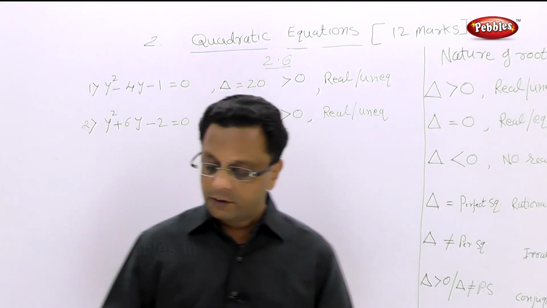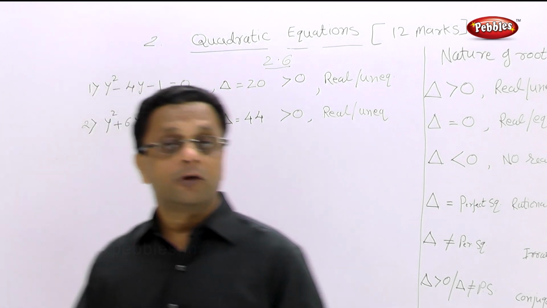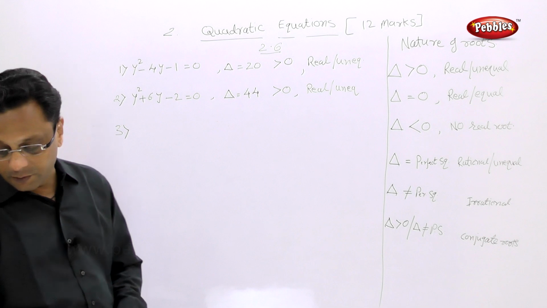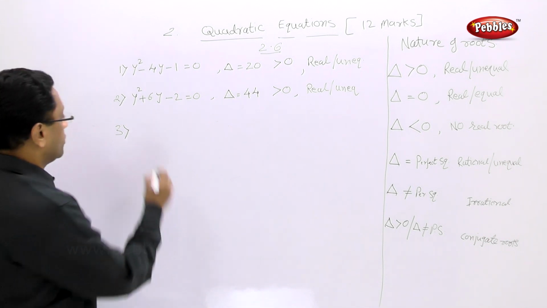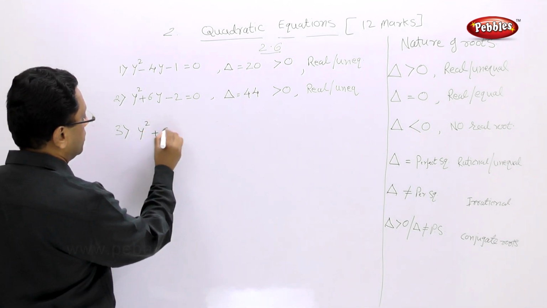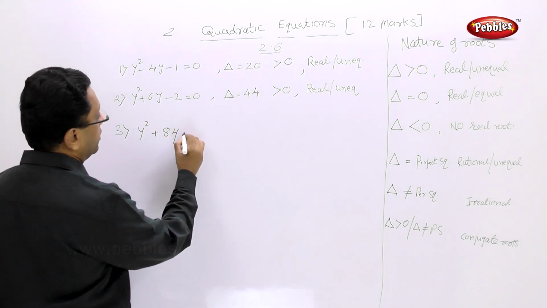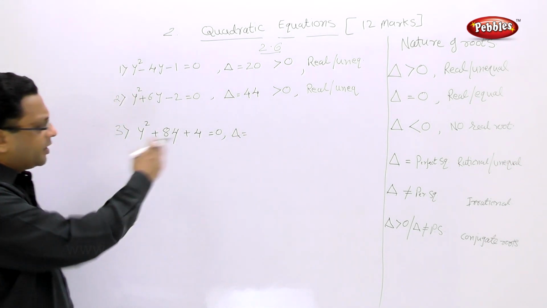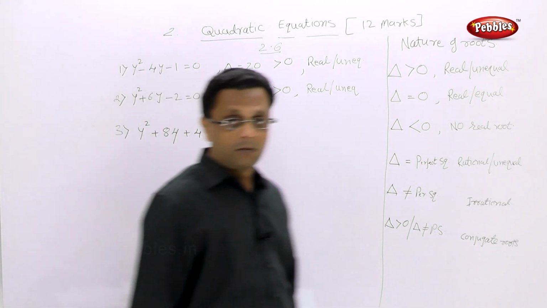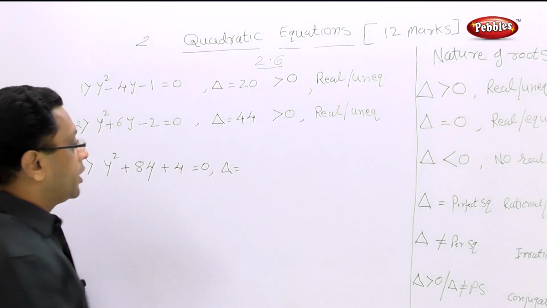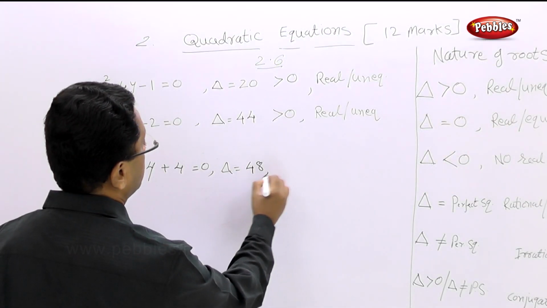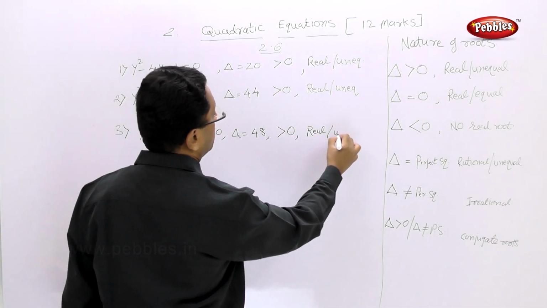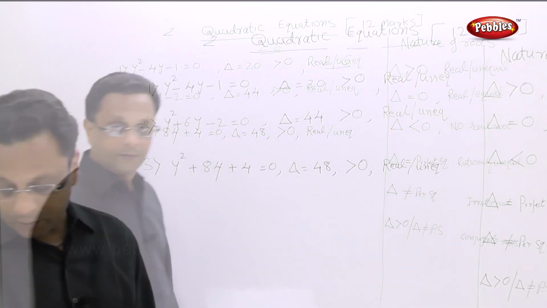Let us see the third example from 2.6. Same kind. Third is y square plus 8y plus 4 equal to 0. Find out the delta. Just do it now. Pause the video. Okay, delta is 48, which is greater than 0, and roots are real and unequal.